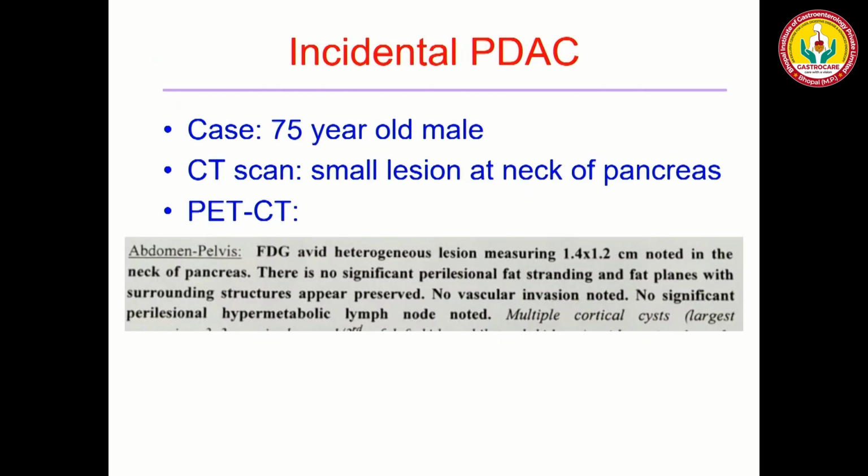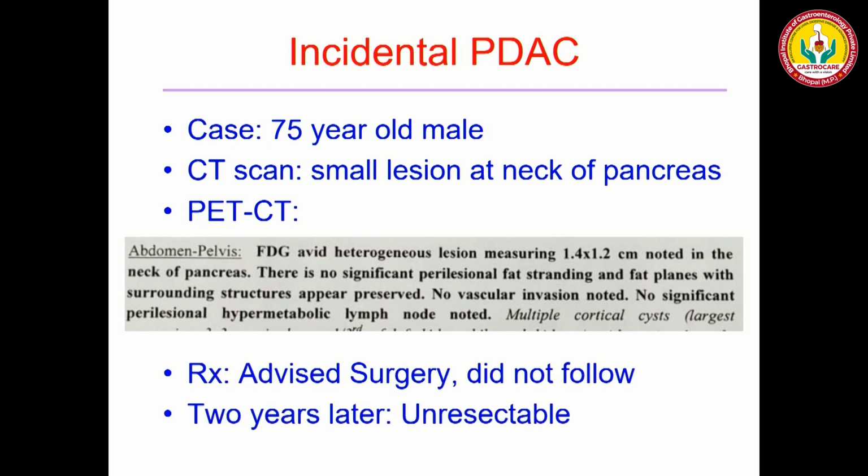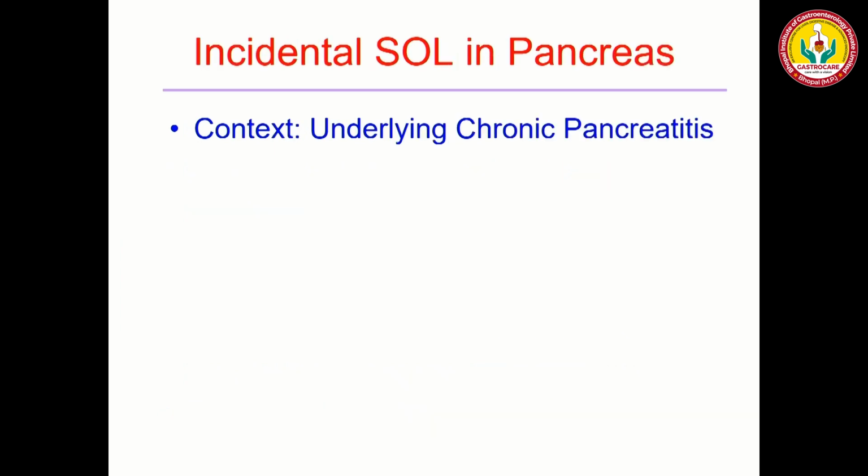This is just an example of a patient who came to us, a 75-year-old male, in whom a small lesion in the neck of the pancreas was incidentally picked up. PET CT was done, which confirmed a positive lesion of about 1.4 centimeters. We advised surgery. He didn't agree, and 2 years later developed an unresectable tumor. The reason I'm showing you this example is that whenever you have such a lesion, please discuss very carefully with your patient why it is so important to undergo surgery, because then you can have a curative resection.